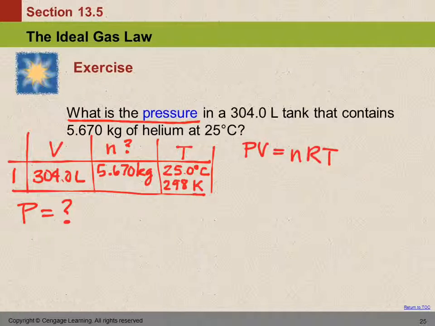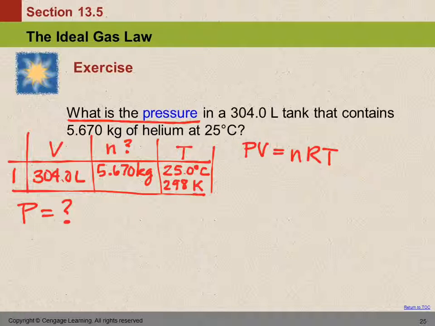How do we know that? Well, we have one volume. We have a thing that's related to n, and we know we could get n from it. We have T, and they're asking us for P. None of the other equations match up with this. So PV equals nRT it is.